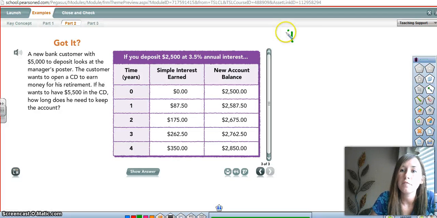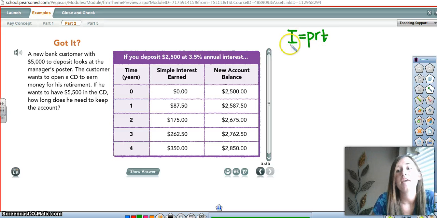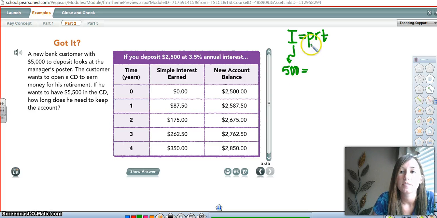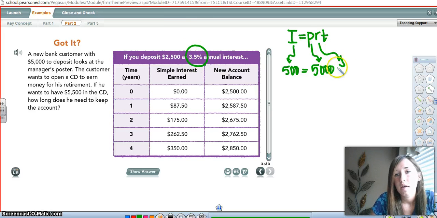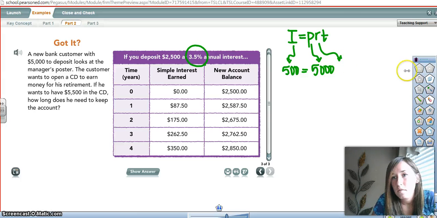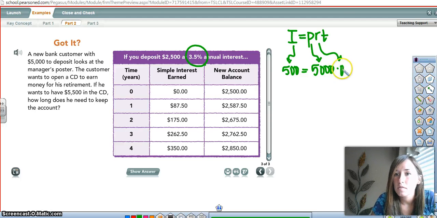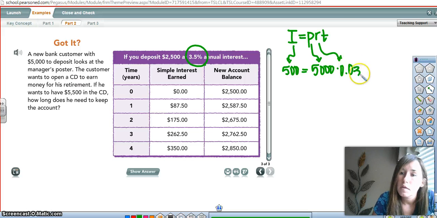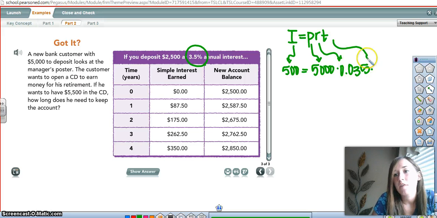Okay, let's write down our formula. That's always a good place to begin. Now this time, the interest isn't exactly unknown. He wants to have $5,500 after starting with $5,000. So he wants to gain $500 in interest. His principal is his starting amount of $5,000. The rate, according to this account, would be 3.5%, so 0.035, and the time would be unknown. But we can solve for it.